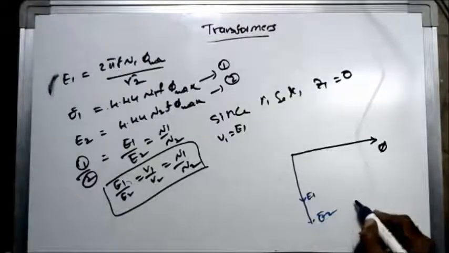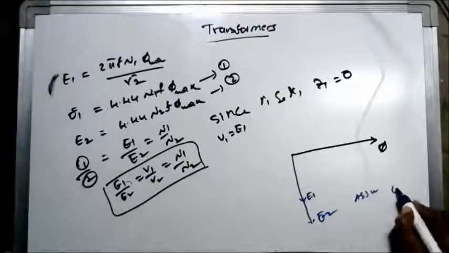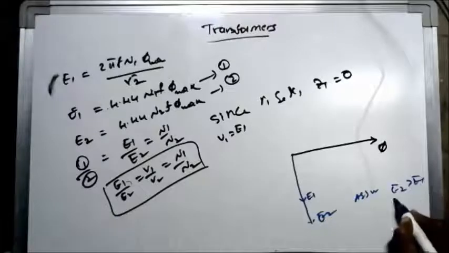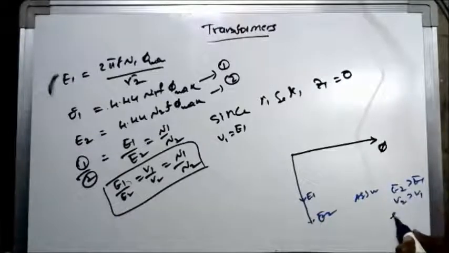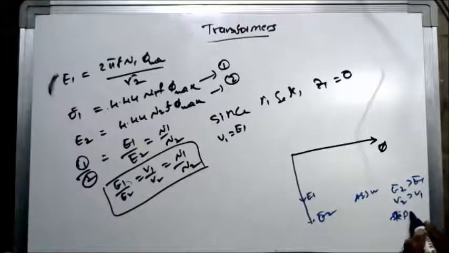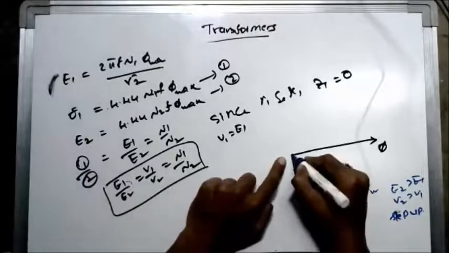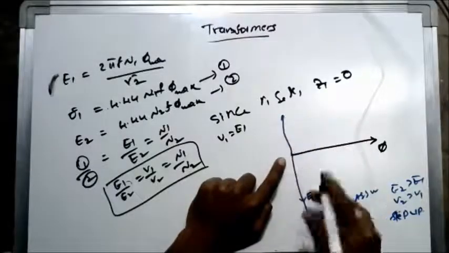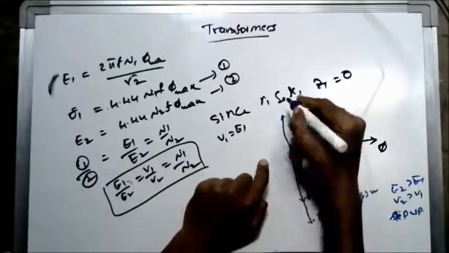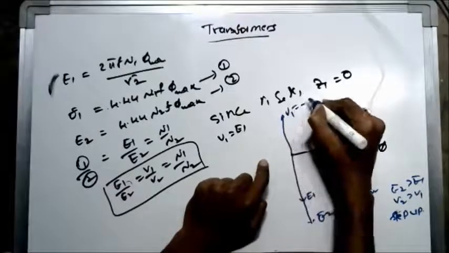Assume E2 is greater than E1, V2 is greater than V1. Step up transformer. Okay. So usually, if you refer E2 and E1 at the primary, then V1 is equal to minus E1.